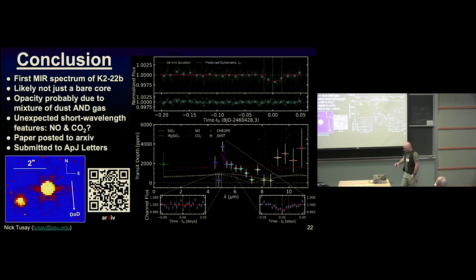So, in conclusion, I've ripped through this faster than I expected, but there'll be plenty of time for discussion. There are some really interesting and unexpected features in our spectrum, which is cool. So we think we're not seeing a bare core. We think that the long wavelength features are consistent with some kind of mantle-like mineralogy. We'd really like to go back and pin that down with more signal to noise. And then there are these really interesting, weird short wavelength features that, again, we would like to go back and confirm.